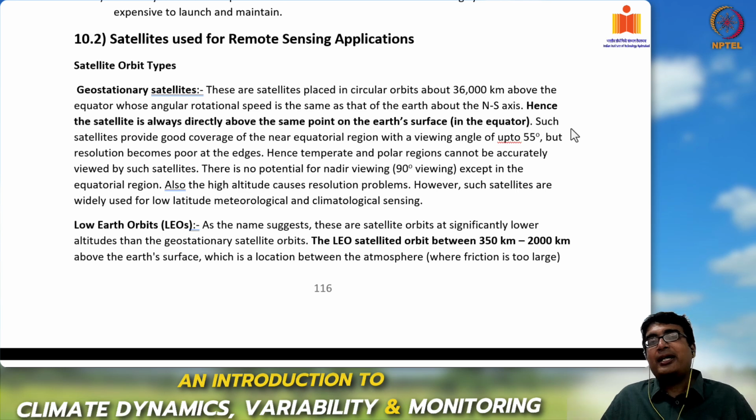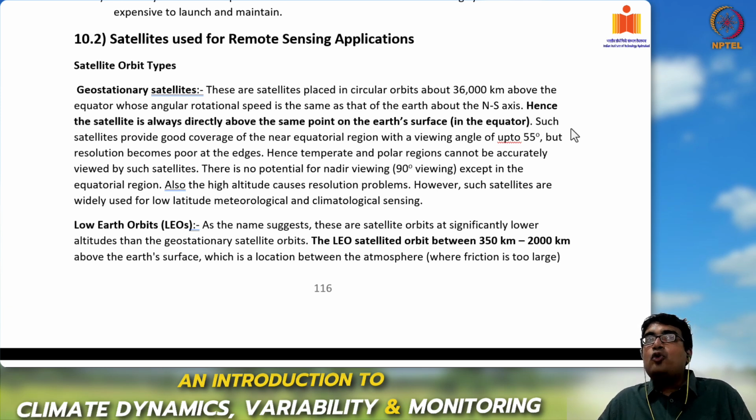Now the equator can be covered by multiple geostationary satellites, so you can have good resolution by putting satellites at different sub-satellite equatorial points, but the polar resolution cannot be increased this way. So they give good coverage from the equator to around 55-degree latitudes, but beyond that the resolution degrades and hence the data is not very useful.